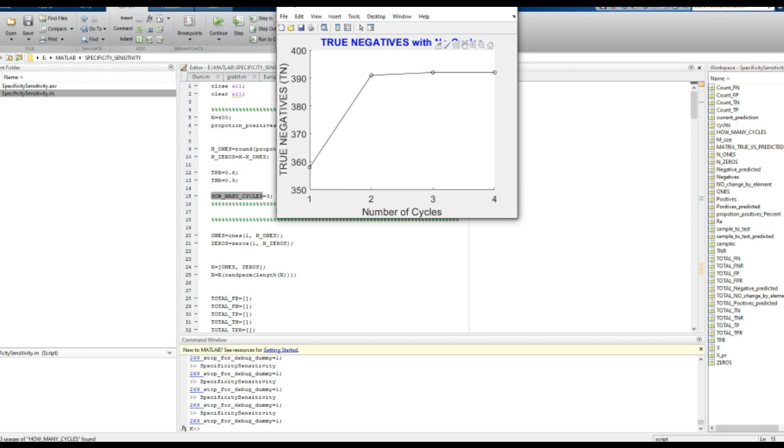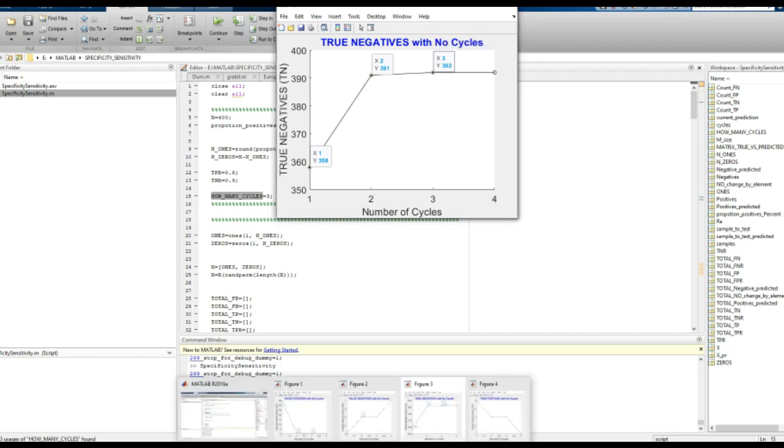And what happened with the true negatives? So they plateaued also at the second cycle. More or less, we got true negatives, most of them, 360 almost, and second cycle 391, and then it plateaus. So I would say 2 cycles would be enough here, submitting the people that are positive again to the test.